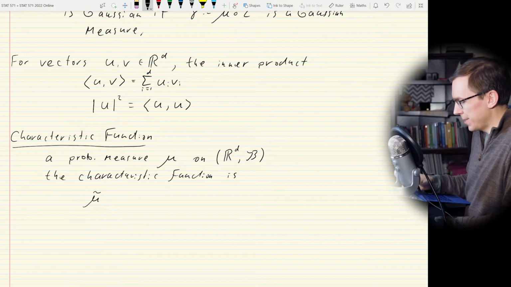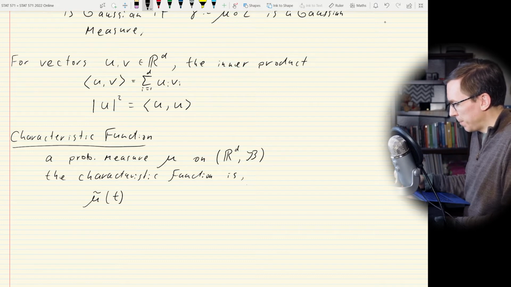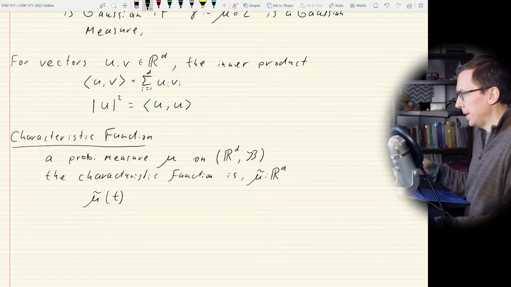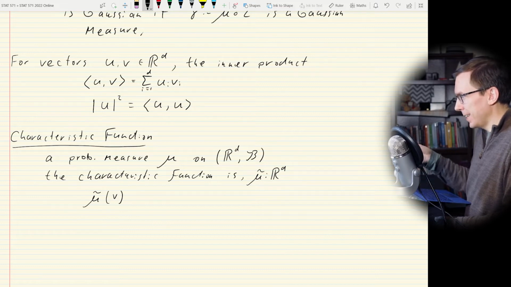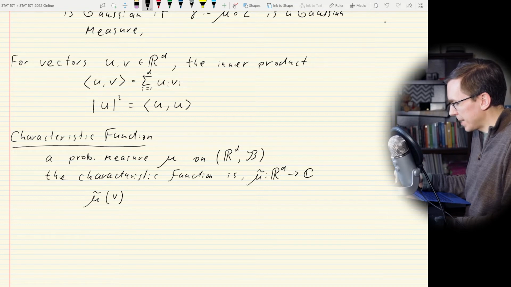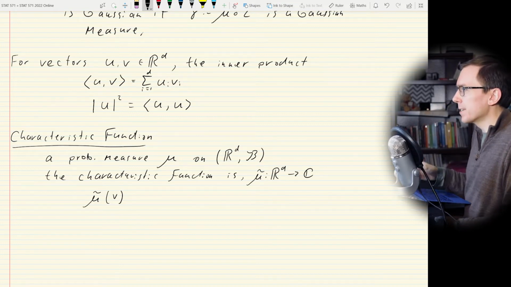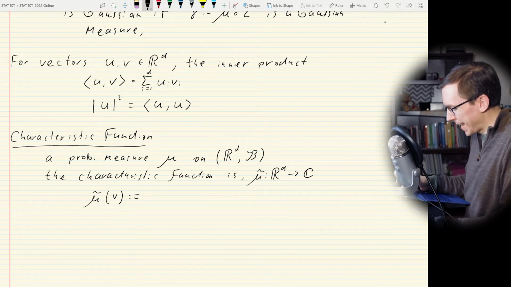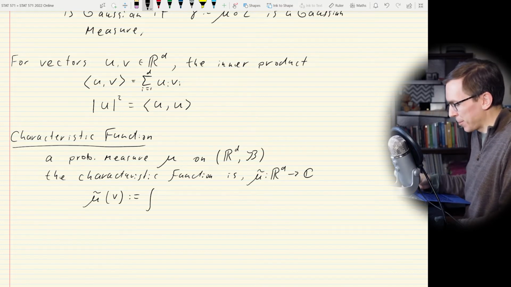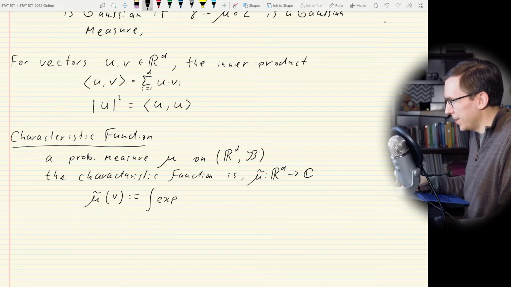mu tilde. We're going to use the notation mu tilde of t. I should say up here, mu tilde is going to map points in R^D, maybe I'll switch to v, so it'll be like a vector in R^D, and it's going to map those into the complex numbers. And what it's going to be is defined as the Fourier transform, or up to the scaling, because the Fourier transform always has some kind of crazy 1 over 2 pi or 1 over root 2 pi out front. I never remember what it is, and different authors seem to use different normalizing factors.